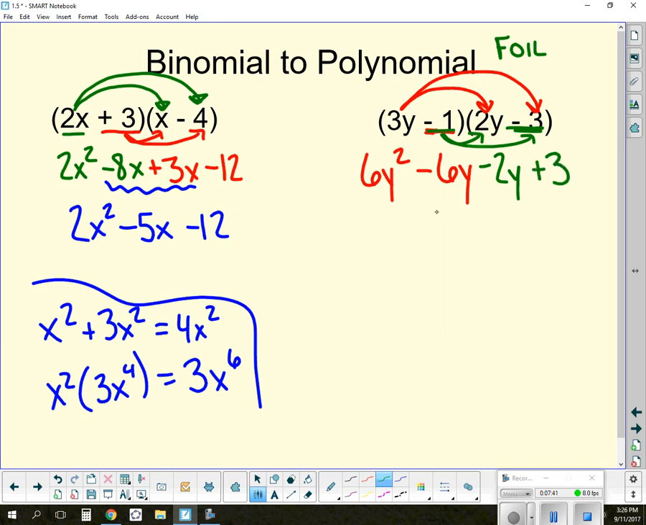Watch your signs. Look for like terms. Sure enough, we have some in the middle. So we have 6y squared, minus 6, minus 2. That gives you a minus 8. And we leave the variable y and its exponent of 1. We leave that alone when we're adding. We do not change it.